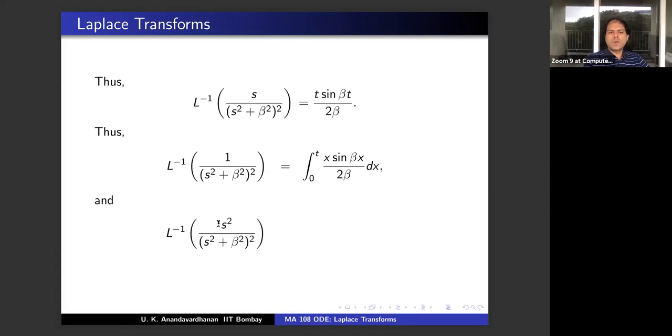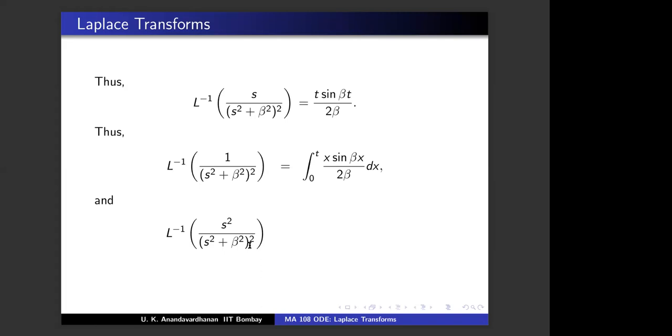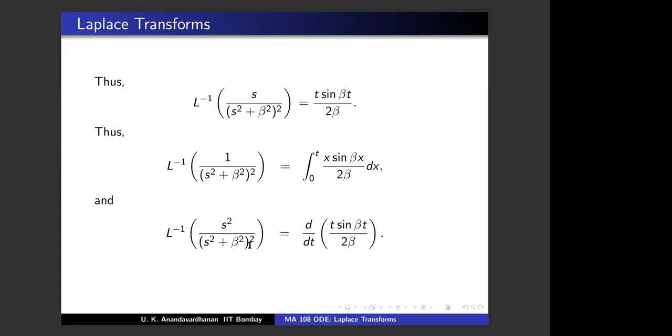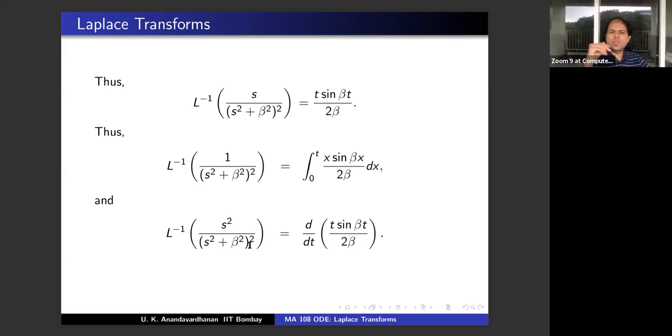And how do you do L inverse of s square by this? By using that cos beta t and this result. Differentiating. Yeah, you can do it by differentiating, right? Because s times L of f is L of f prime. You can use that. So this is d by dt of t sin beta t by 2 beta. And why not minus f of 0? Why not that term?